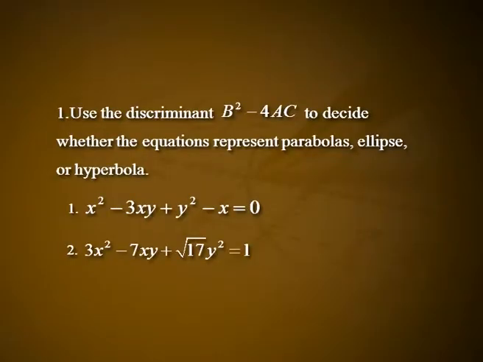Before moving to the next session, let us try to answer these questions. Use the discriminant b square minus 4ac to decide whether the equations represent parabolas, ellipses or hyperbolas. x square minus 3xy plus y square minus x is equal to 0. 3x square minus 7xy plus root 17 y square is equal to 1.